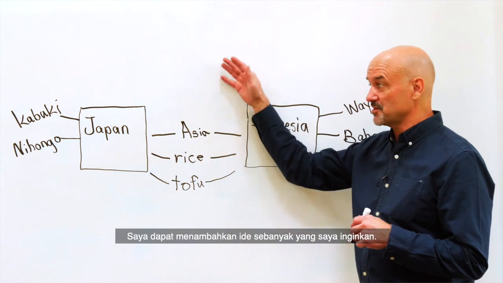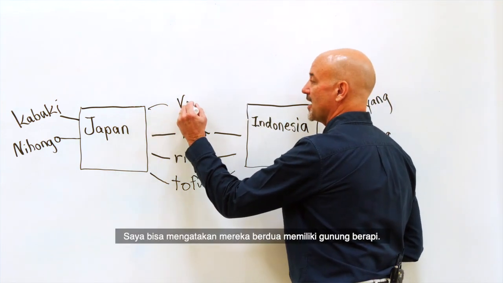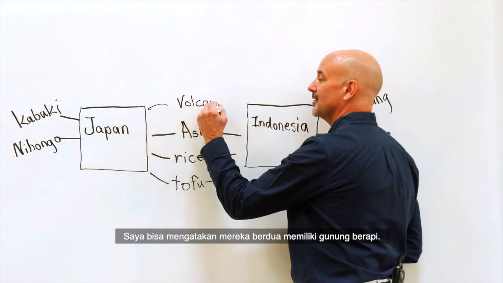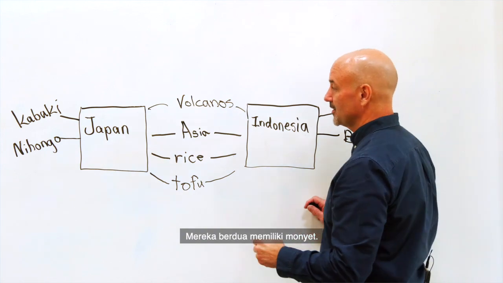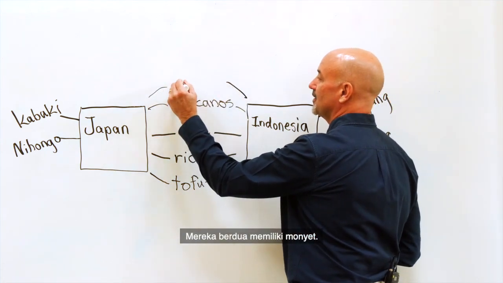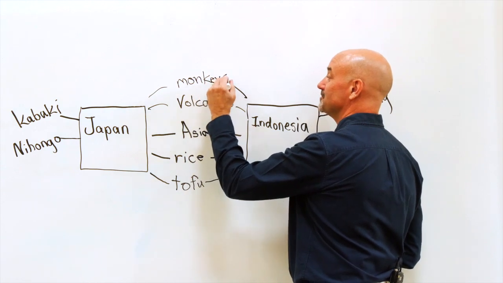Okay? I can add as many ideas as I want. I could say they both have volcanoes. Okay? They both have monkeys. Okay?